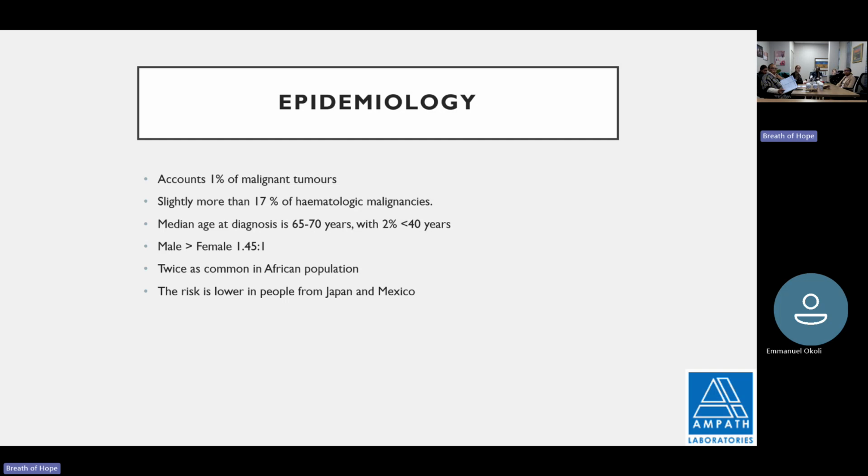According to the textbooks, they say the median age is about 65 to 70, and a small percentage, 2%, is less than 40. But I don't agree with this. I think in our South African population, we see a lot younger patients with multiple myeloma. Unfortunately, men do still present, but we do get it in a lot of females. It's twice as common in the African population, like I mentioned in the MGUS, and then it's actually quite lower in patients from Japan and Mexico.